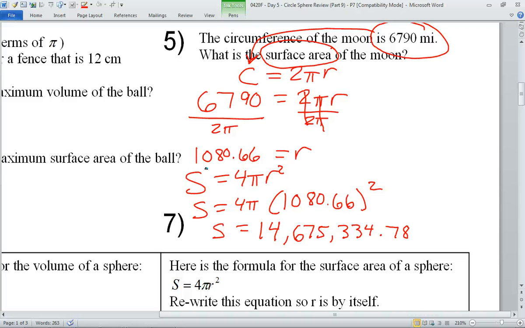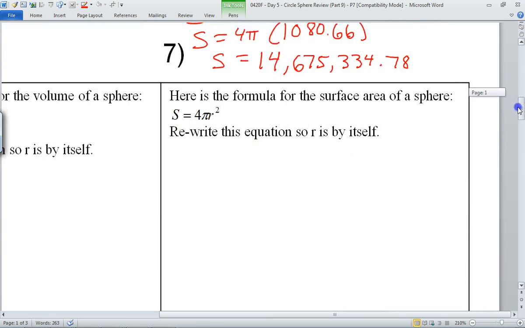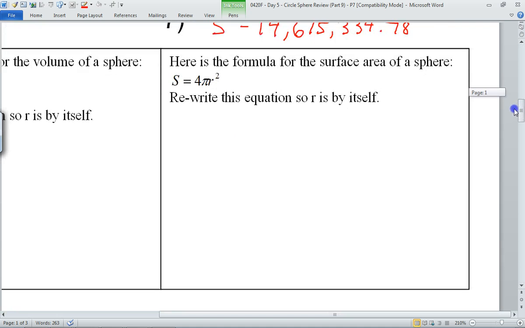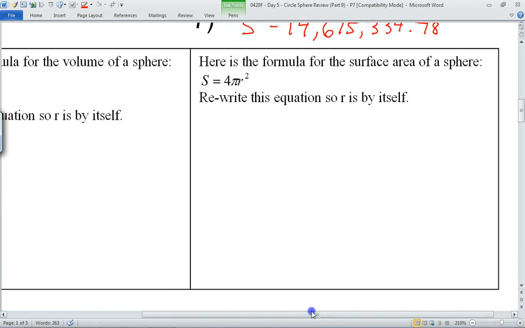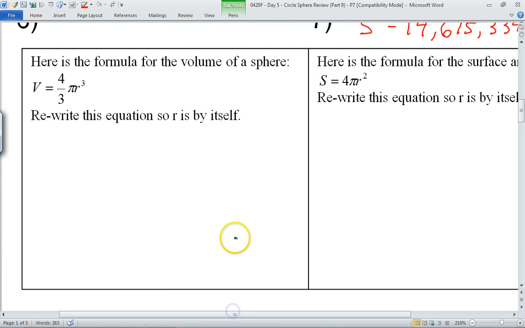No. Okay, I remember Austin had trouble with number 6, so get ready to pay attention. And he wasn't the only one, so everybody pay attention. Here's the formula for the volume of the sphere. Basically, I need to solve this for r. I need to get r by itself. Any ideas? What I'm going to do?